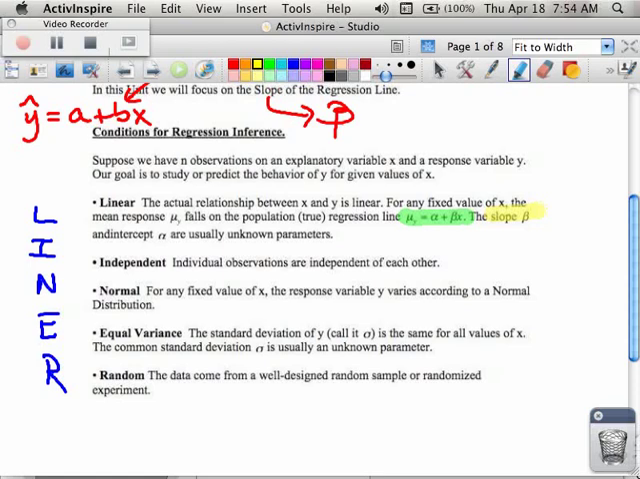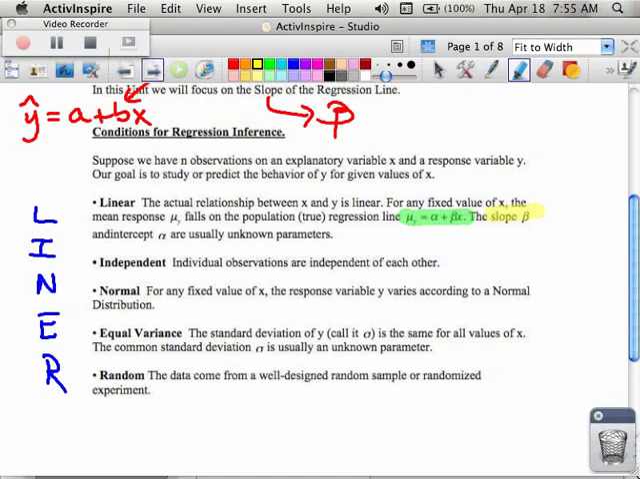We want to know that it's independent. We want to know that it's normal. We want to know that there's equal variance, or in other words, a standard deviation called sigma for the true regression line is the same for all values of x. And we want to know that it's random, just like in every single stats thing that we've done so far.